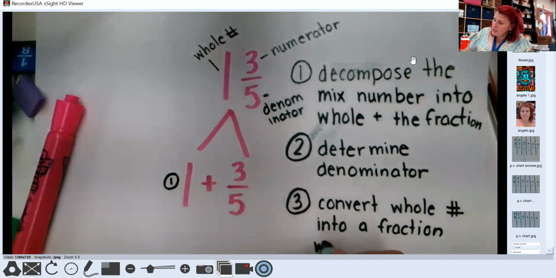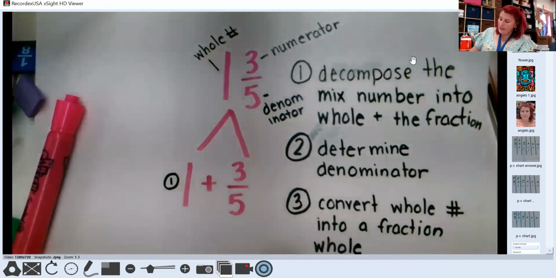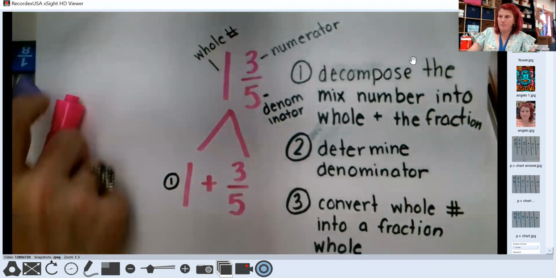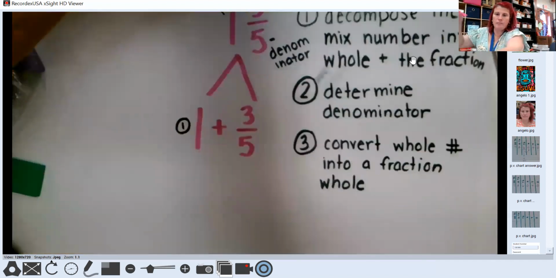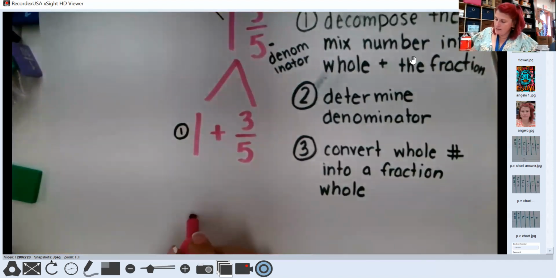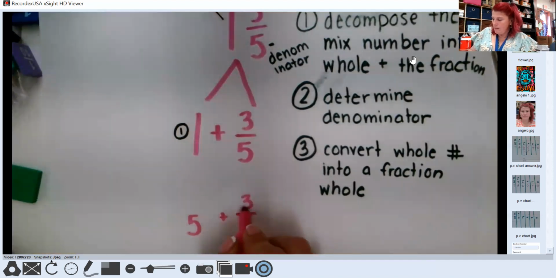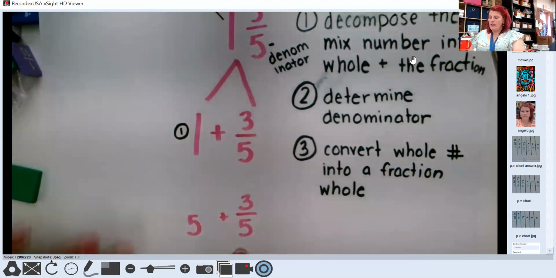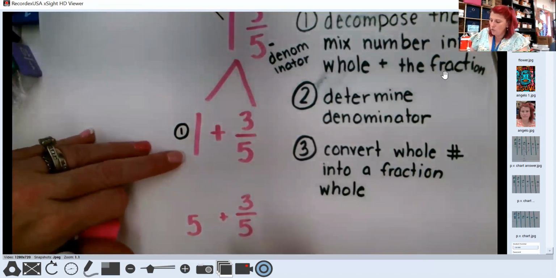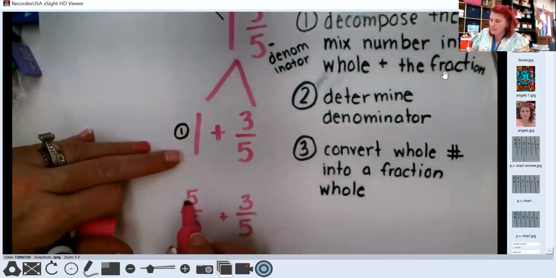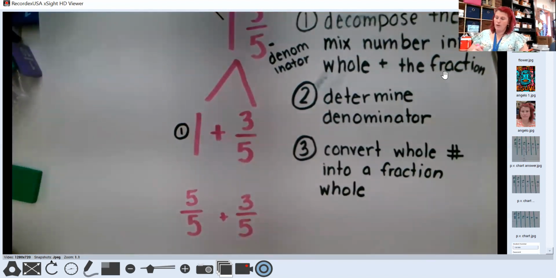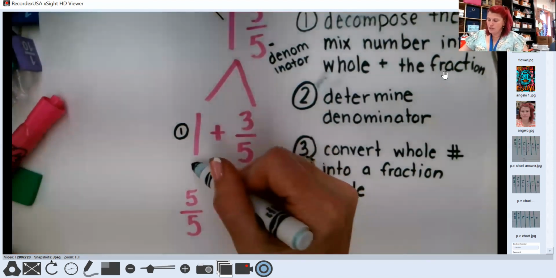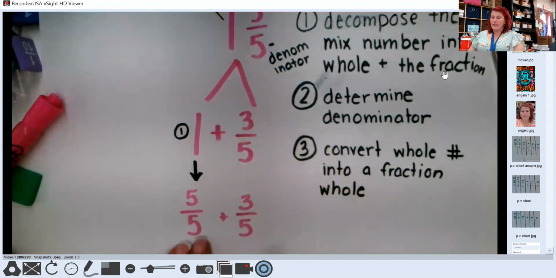Fraction whole. And to do that, I know that my denominator has to be the same across the board. So my denominator's here. In order to convert this to a fraction whole, it means my numerator has to be the same as my denominator. So to convert a whole number is to take your denominator and have the numerator on the top to be the same.